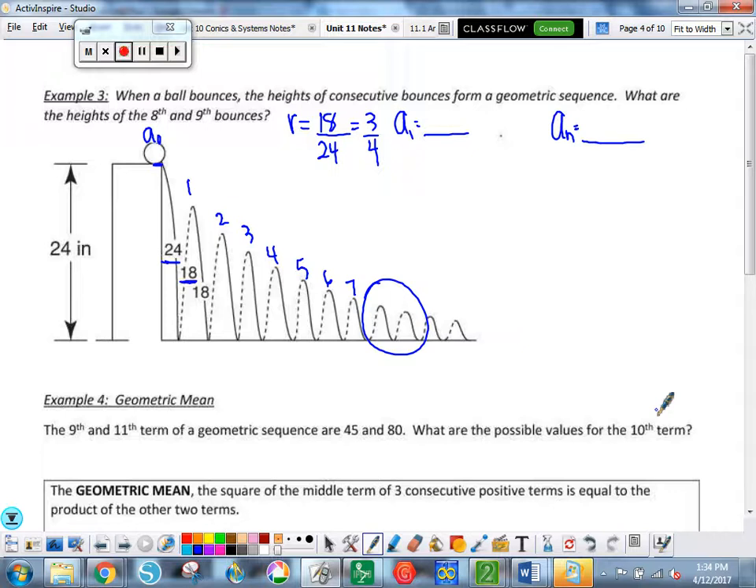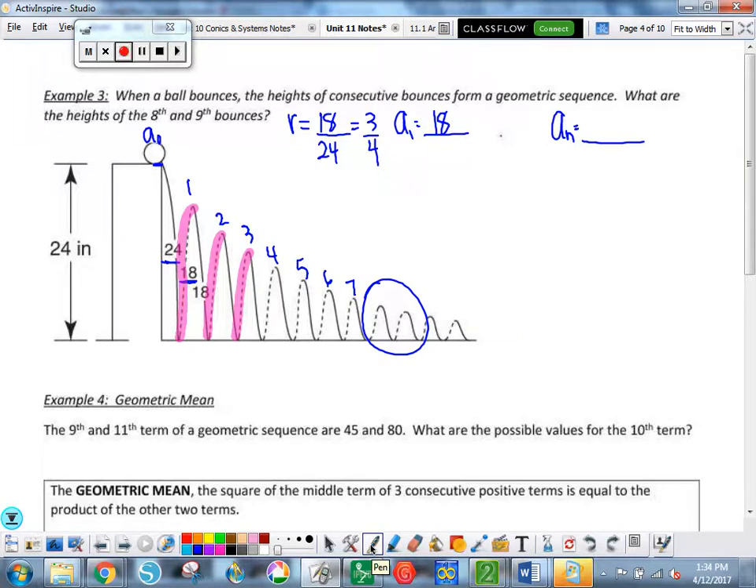A sub 1 is 18. Because once it falls off the ledge, that is not the first bounce. Technically the bounces are the dotted line. That's the first bounce, that's the second bounce, that's the third bounce. Is that okay? All right, do we have enough information to write the equation?